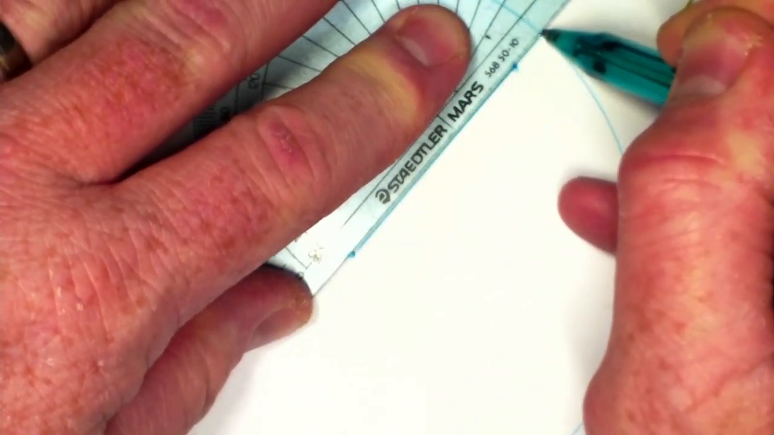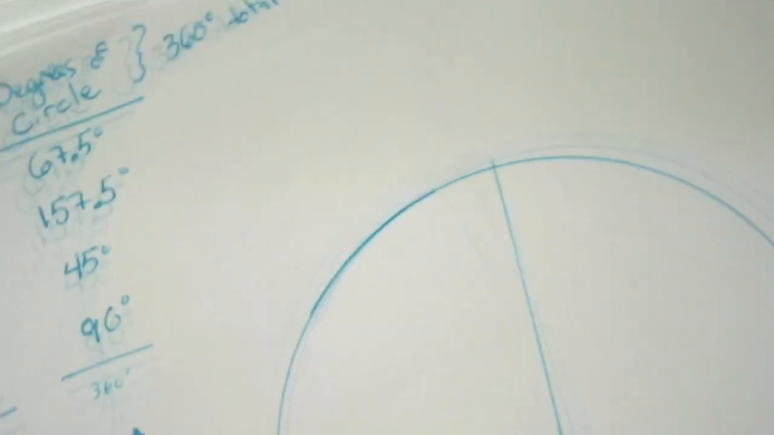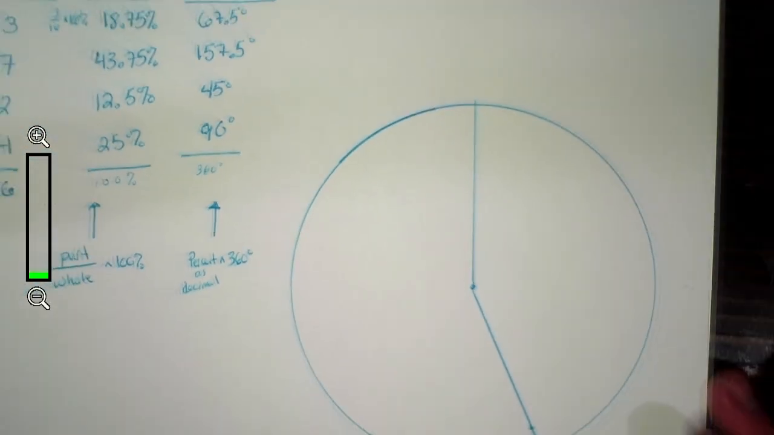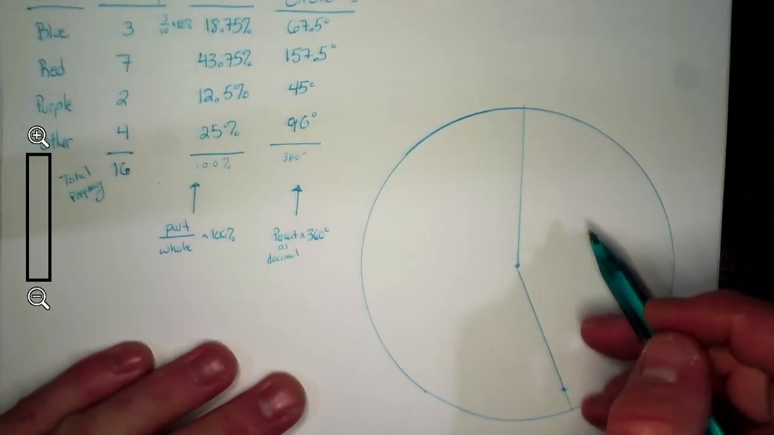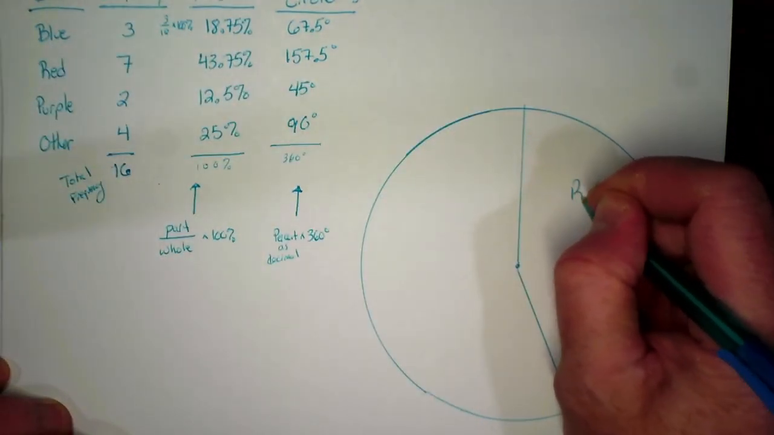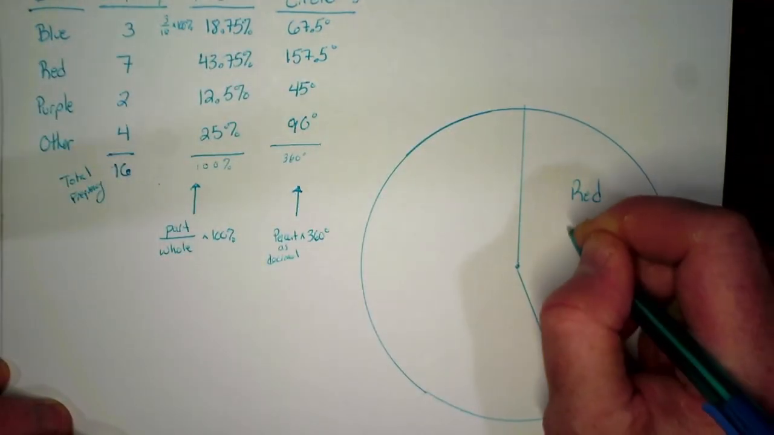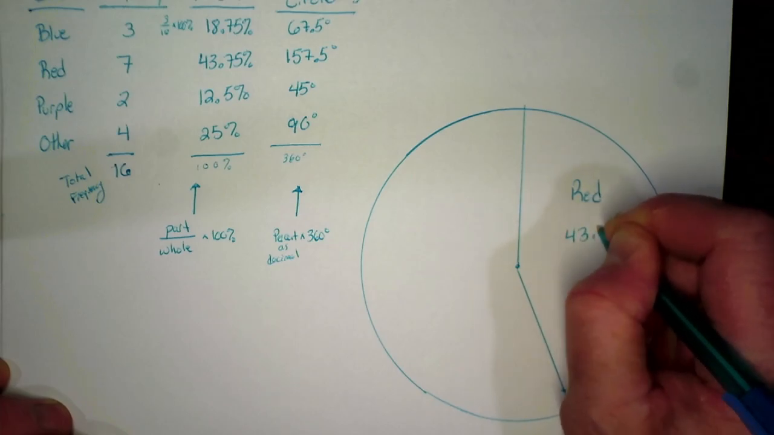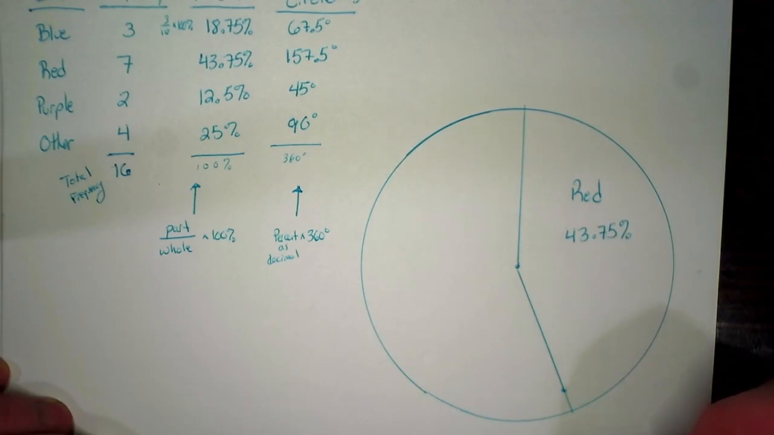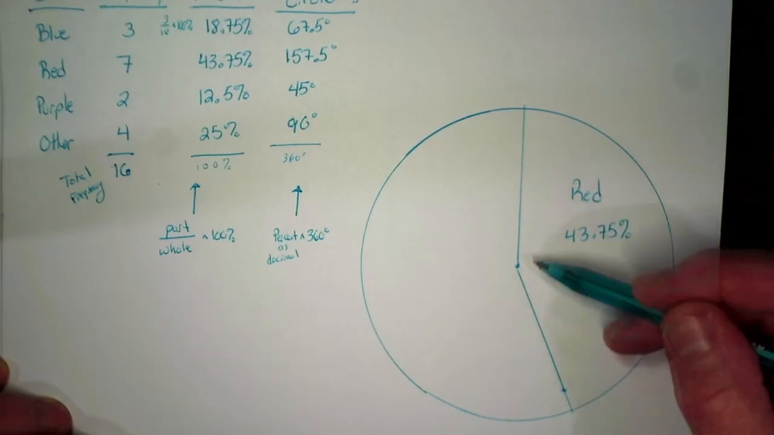Now, before I move on too much further, I might want to label that section right away. So let me zoom back out for a sec. And that portion of the circle was red. Okay, so I'm going to put in there red, and I'm going to put in the percent. Notice that 43.75 is a little less than 50%, which would be half the circle. And so is our segment here.